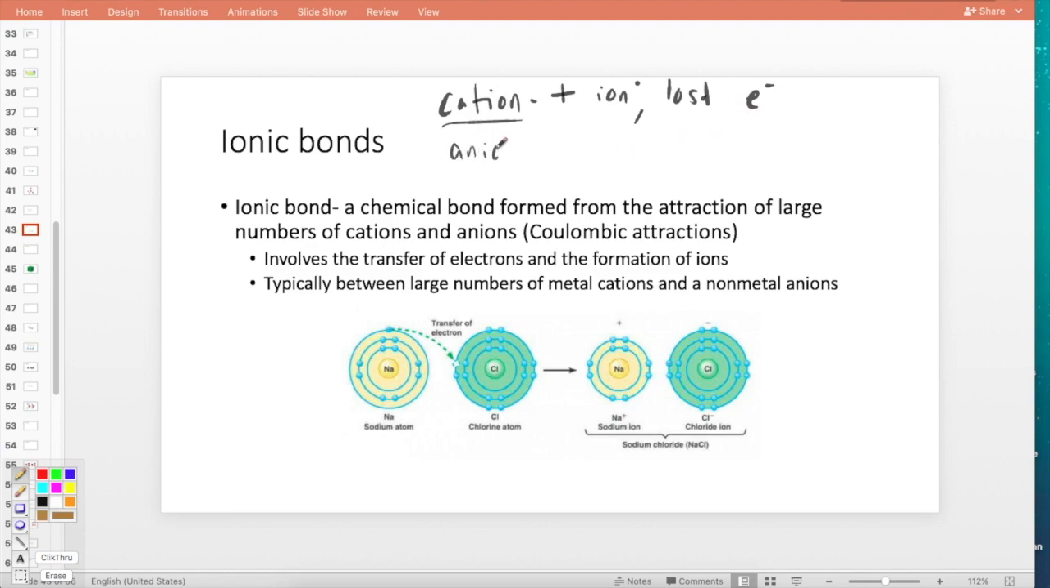What then is an anion? This would be a negative ion. How did an atom become negatively charged overall? Well, it must have gained some electrons, gained some negative bits.